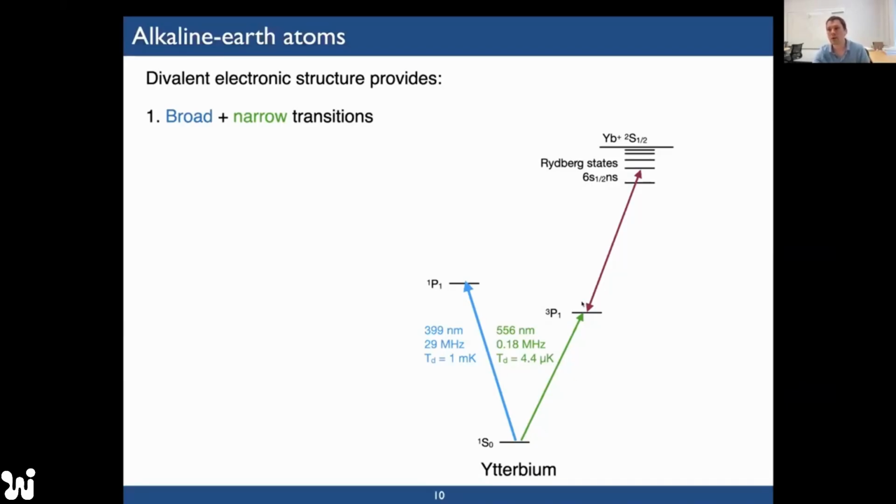And this turns out to be really advantageous for laser cooling, because these broad transitions let you cool fast to get from room temperature down to low temperatures, but these narrow transitions let you cool to extremely low temperatures, because the fundamental limit of how cold you can get an atom, called the Doppler temperature, is actually related to the line width of the transition.